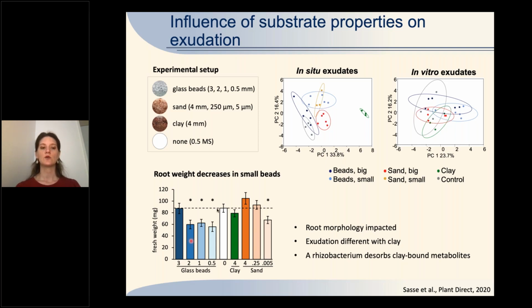First, I want to point out, we looked at a lot of different root parameters, but what I depict here is the fresh weight of roots in general growing in these different environments. And we can see that with smaller glass beads, the root weight actually decreases, which is probably mostly because the roots have difficulty penetrating the substrate at one point. Same is true for sand, but it takes much smaller sand granules to come up with the same effect compared to the glass beads. Those are sizes in millimeters.